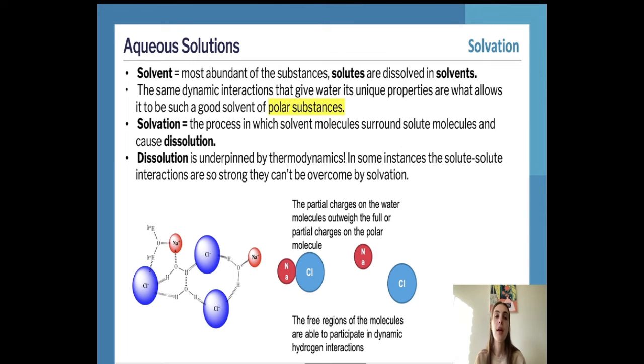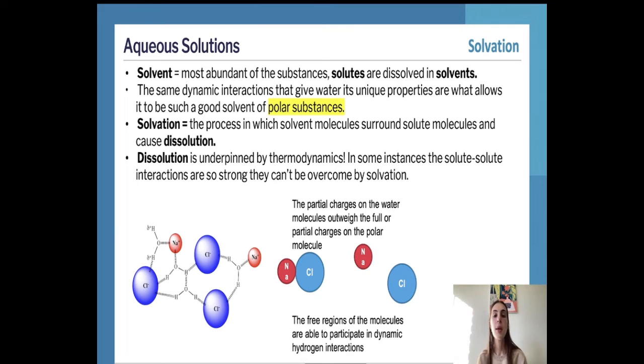And so solvation is considered to be the process in which solvent molecules surround solute molecules and cause dissolution. So solvation is going to be where we're having those water molecules break the intermolecular forces of those NaCl molecules and then reform intermolecular forces fully surrounding it. And so that's then the dissolution part. So dissolution is being underpinned by thermodynamics.